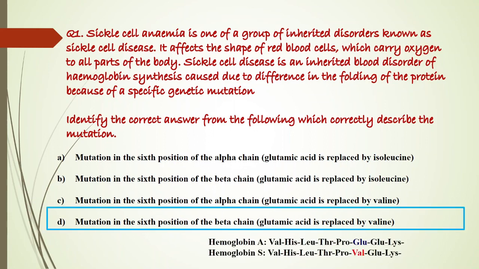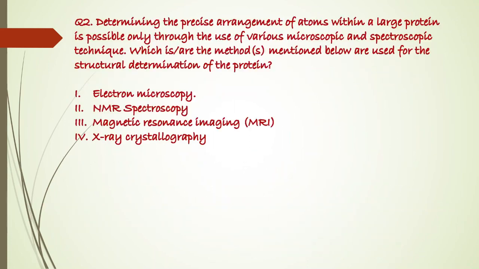Yes, the correct answer is option D. That is, the mutation happens at the sixth position of the beta chain. That is, glutamic acid is replaced by valine. A hydrophilic residue, glutamic acid, is basically replaced by a hydrophobic amino acid residue, valine. Yes, so I think you all know that already. Let's see the second question.